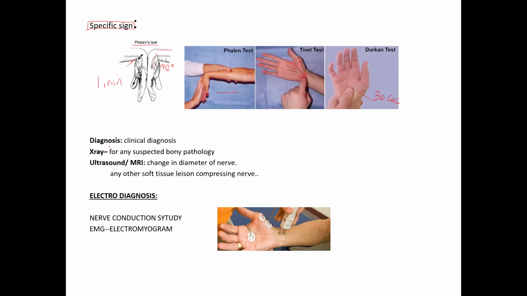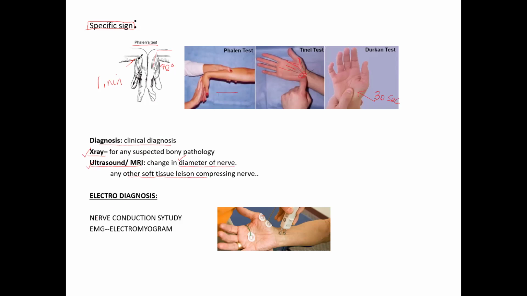So how will you diagnose? Most of the diagnosis is clinical, by all these tests. We do X-ray if we are suspecting a malunited radius fracture or any carpal dislocation. We do ultrasound or MRI if we feel there is any soft tissue lesion. On ultrasound, the diameter of the nerve changes because of the continuous compression. And if there is any soft tissue lesion, we will see it on X-ray, ultrasound or MRI.